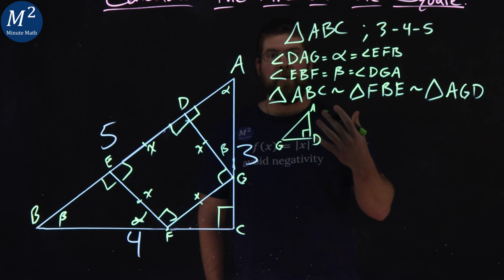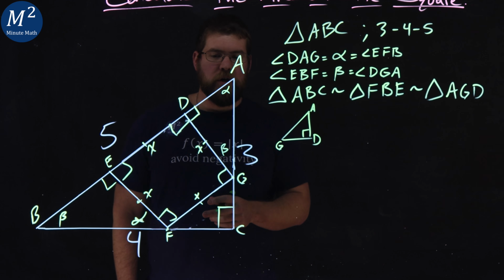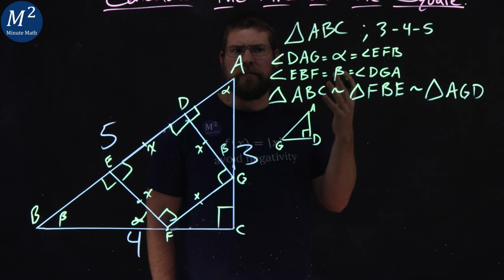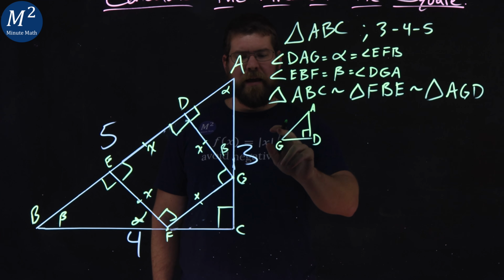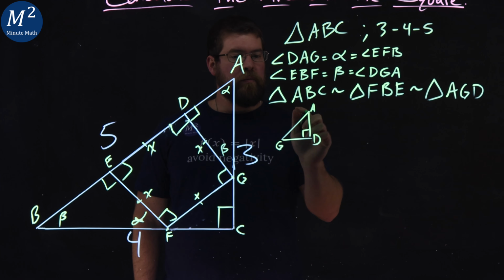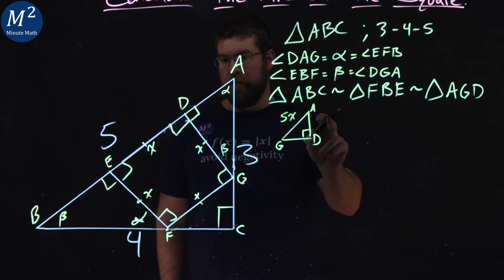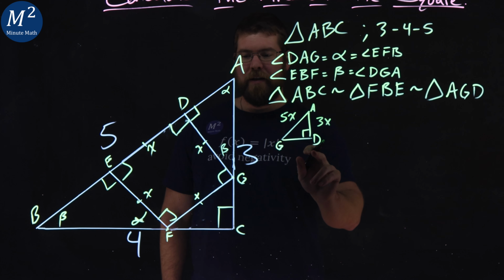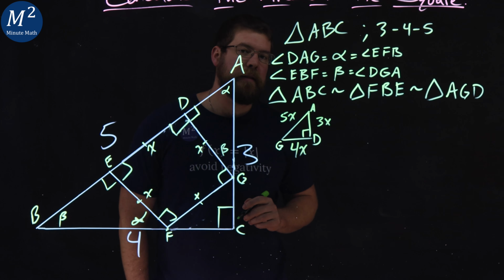And this is a 3, 4, 5 triangle. We know it's similar to ABC. So let's go in terms of x, let's write that down. It'll be any times x value, 3x, 4x, 5x. The hypotenuse is AG, so that's going to be similarly the 5x, let's call it. And the 3 would be the AD, so 3x. And then GD would be our 4x right there.